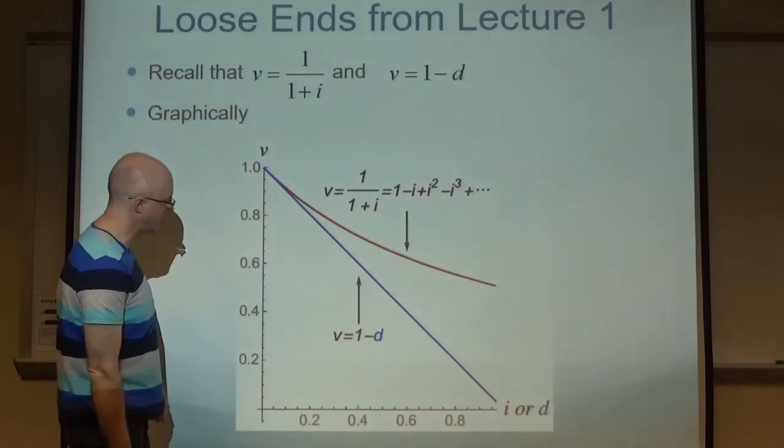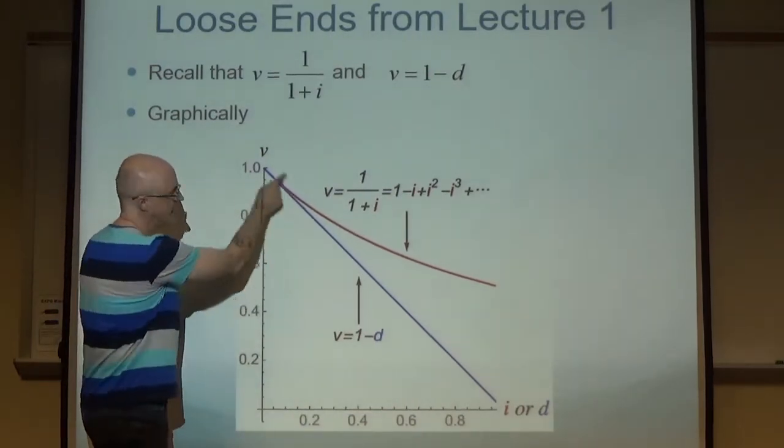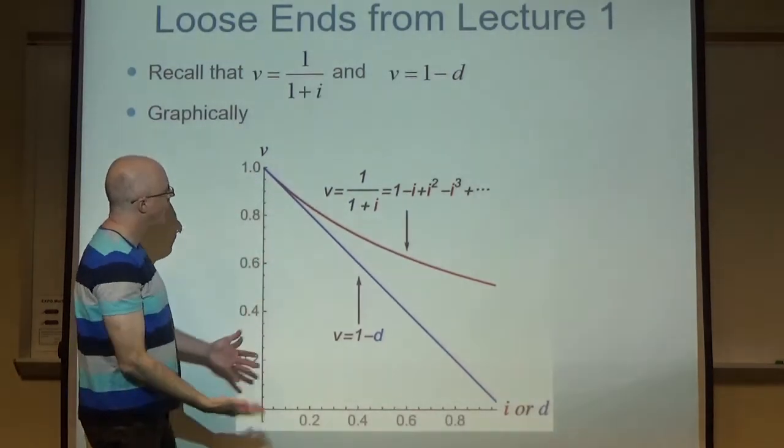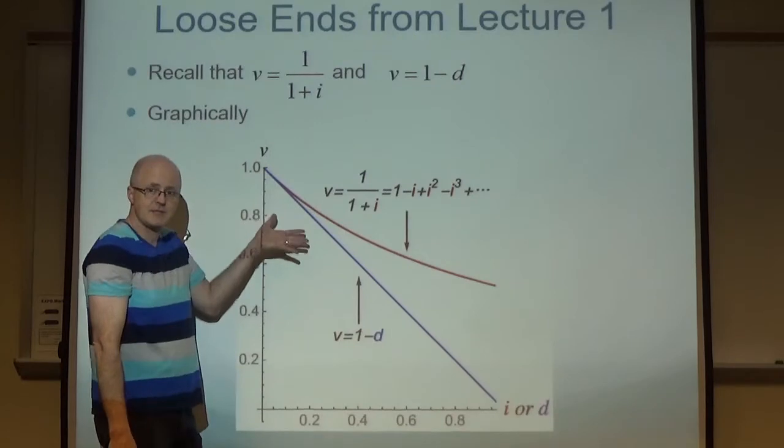Typically, i and d are both close to 0. So most commonly, we're thinking about these graphs in this context. What else can you note here? You can note that the red graph is always above the blue graph.